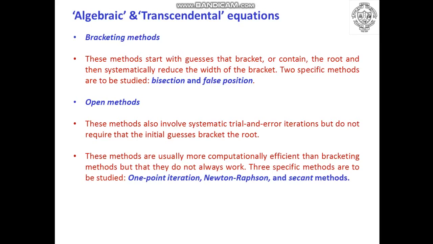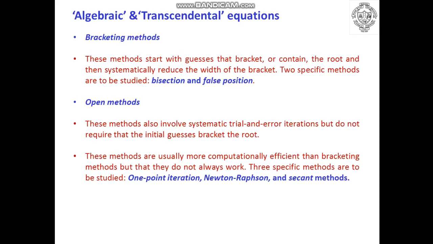But along with that, it is called systematic, because even if you select the initial guess of x randomly, in the next iterations the value of x will be determined systematically. For the second time, if your answer is not equal to 0, then you don't have to select your second guess randomly, but that guess will be dependent on the previous guess, and hence it is called systematic. These methods are usually more computationally efficient than the bracketing methods, but they do not always work.